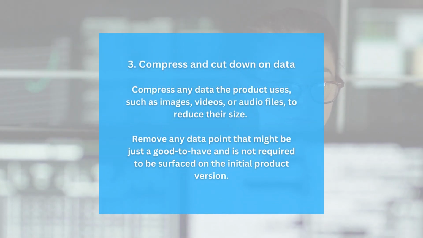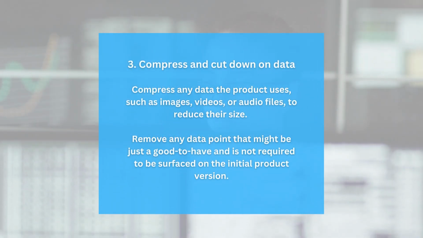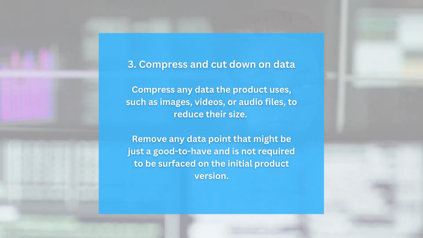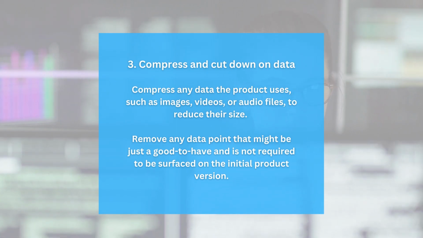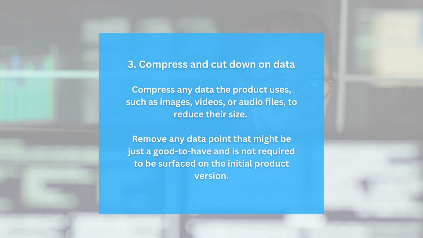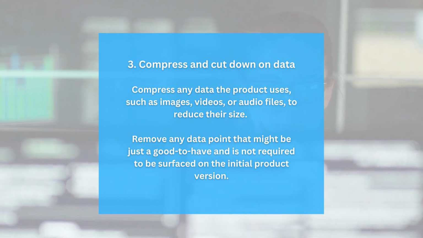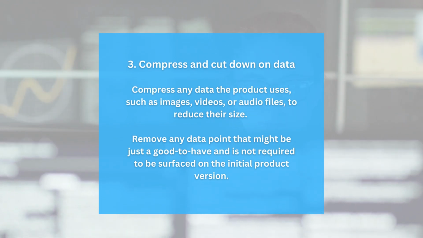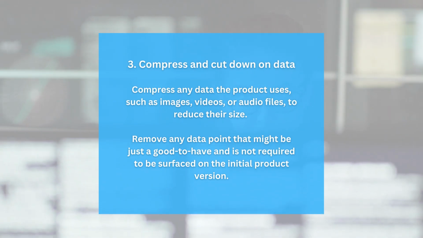3. Compress and cut down on data. Compress any data the product uses, such as images, videos, or audio files, to reduce their size. Remove any data point that might be just a good to have and is not required to be surfaced on the initial product version.